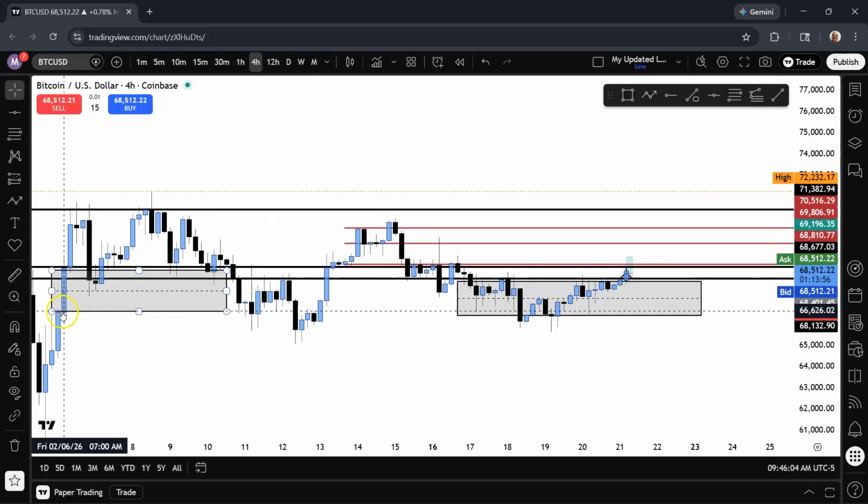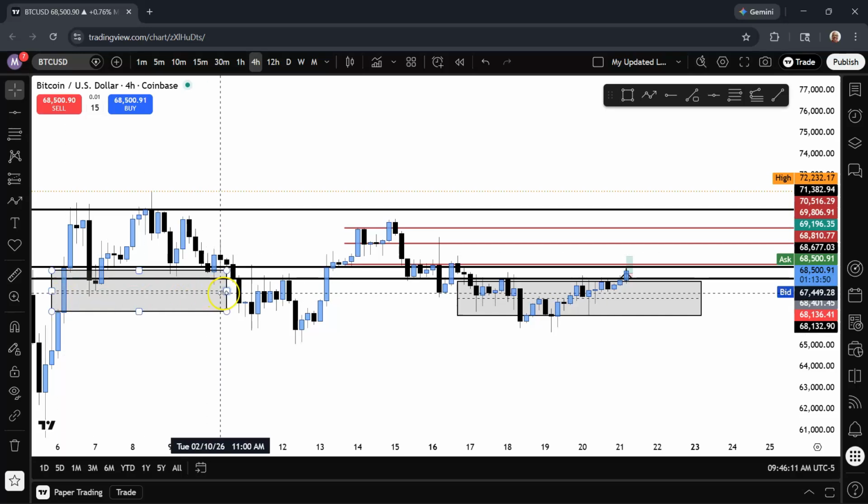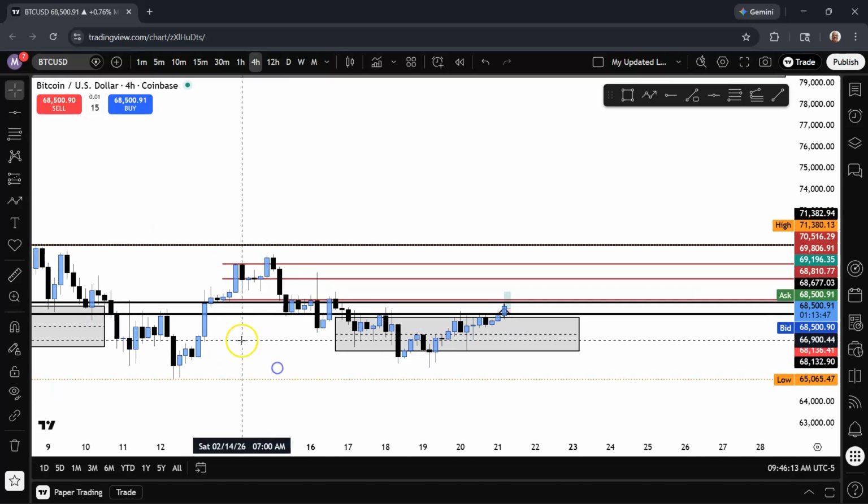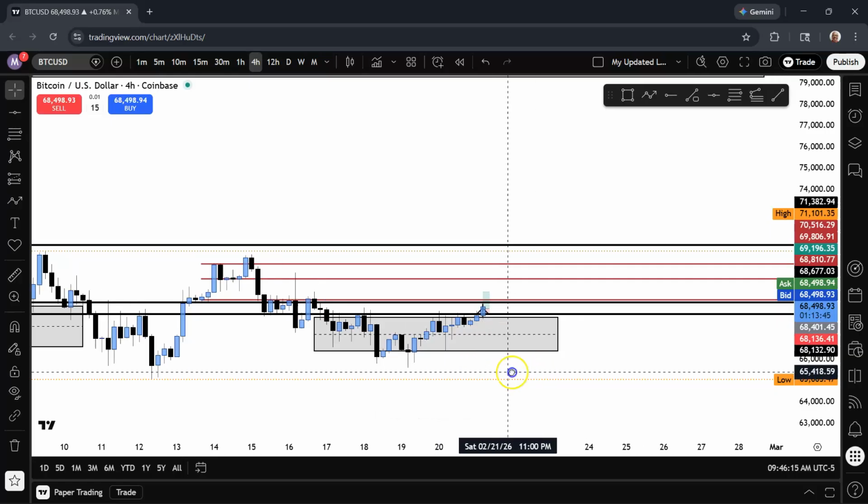3 candles. The first candle and the third candle, the wicks are not touching, but there's a middle candle there that's separating the two. That's considered a gap. All right. There's another gap right there.